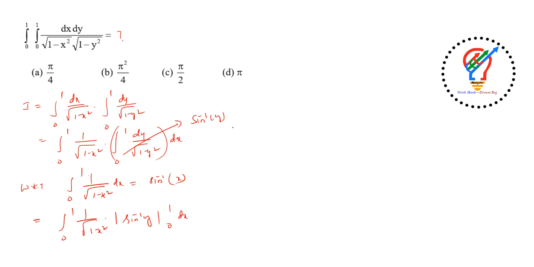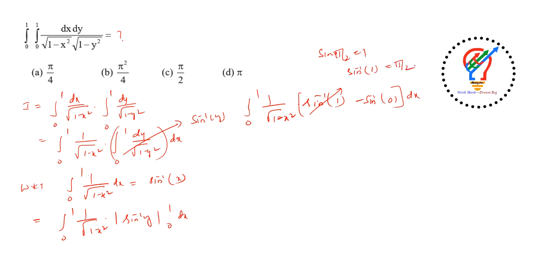Substitute the integration value here. What you'll get is the integration from 0 to 1 of 1 by square root of 1 minus x square into sine inverse of 1 minus sine inverse of 0, into dx. So what does sine inverse of 1 mean? Sine pi by 2 is equal to 1, so sine inverse of 1 is nothing but pi by 2.